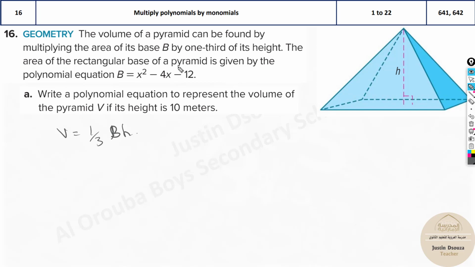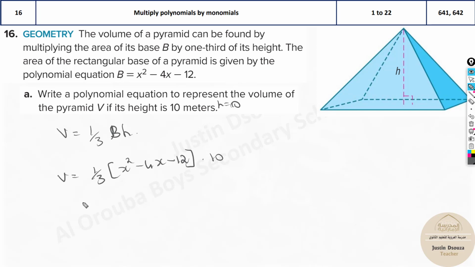The area of the rectangular base of a pyramid is given by the polynomial expression. See, base is given as this. Write a polynomial expression to represent the volume of the pyramid V, if its height is 10 meters. Okay, the h is given as 10, b is given. You need to write the polynomial expression. V equals 1/3. What is b? x squared minus 4x minus 12, and h is 10, multiply this by 10.